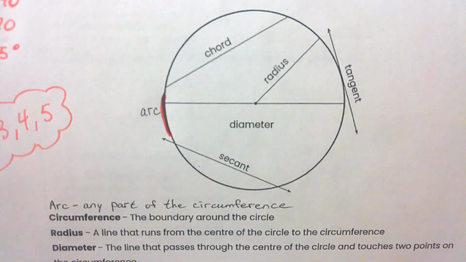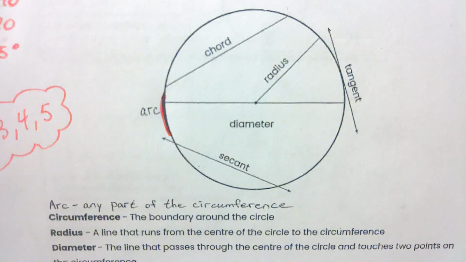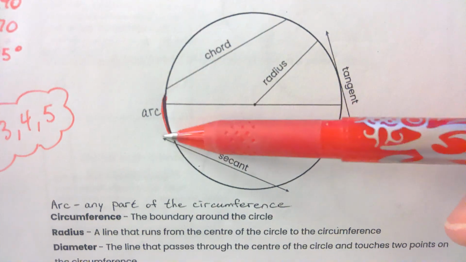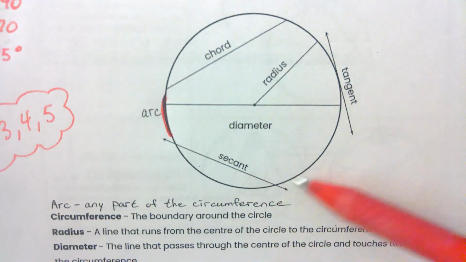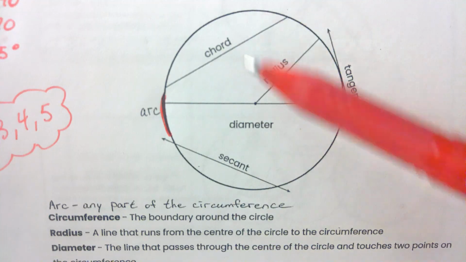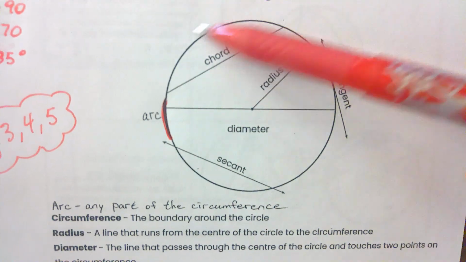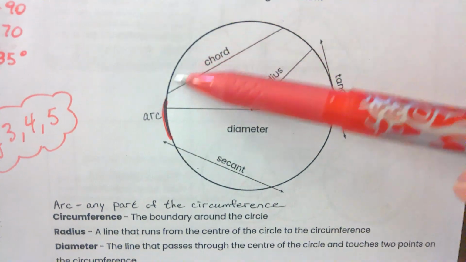Okay, so just going over some terms on this circle. You do have to memorize it for your quiz on Friday. So arc is just any part. I can have an arc here, I can have an arc here, I can have an arc here. Circumference is, as we know already, the perimeter of a circle. So this whole circle.